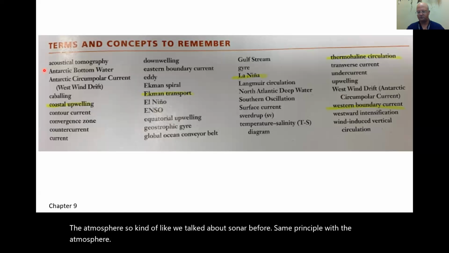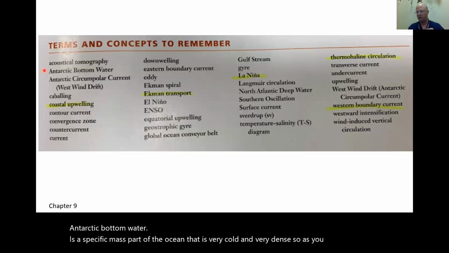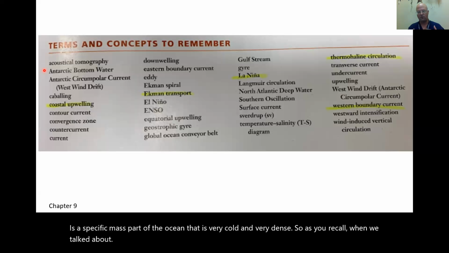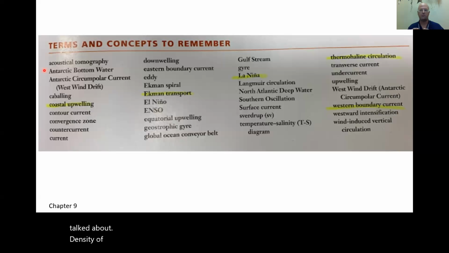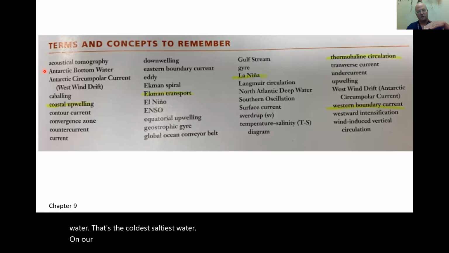Antarctic bottom water is a specific mass part of the ocean that is very cold and very dense. So as you recall, when we talked about density of water, the densest type of seawater is cold and salty. That is Antarctic bottom water. That's the coldest, saltiest water on our planet. And so as a result, it tends to be at the very bottom of the ocean.